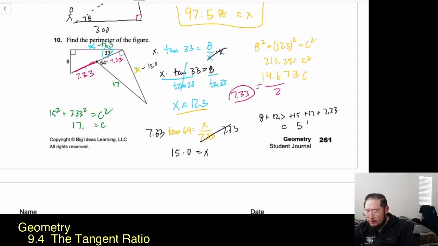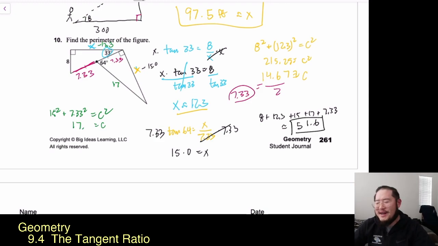And that would be the perimeter of this odd shape. All right. There you go. We now went over tangent. It went over a little bit longer than I expected, but I think it was worth it. All right. There you go, section 9.4.